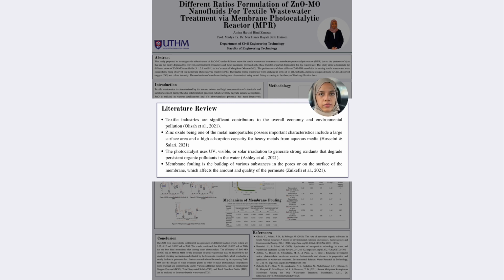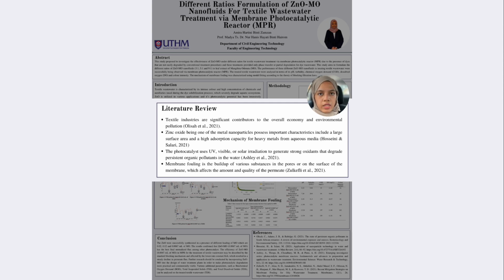Due to the favorable features of zinc oxide, its photocatalytic potential has been the subject of extensive research. The photocatalyst uses ultraviolet, UV, visible or solar radiation to generate strong oxidants that degrade persistent organic pollutants in the water, as stated by Ashley et al. 2021. Photocatalytic advanced oxidation processes can be combined with membrane filtration processes to create a membrane photocatalytic reactor, which is MPR, which accumulates pollutants near the catalyst surface before degrading them by photocatalytic degradation.